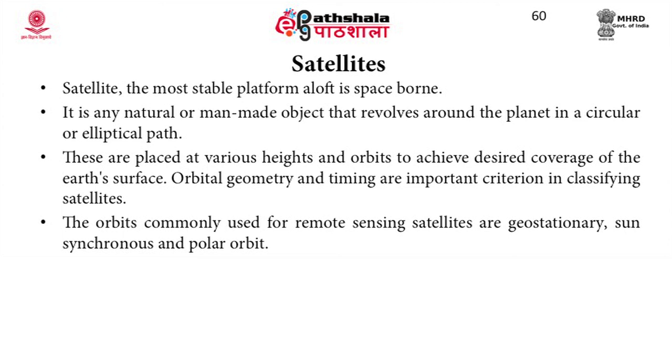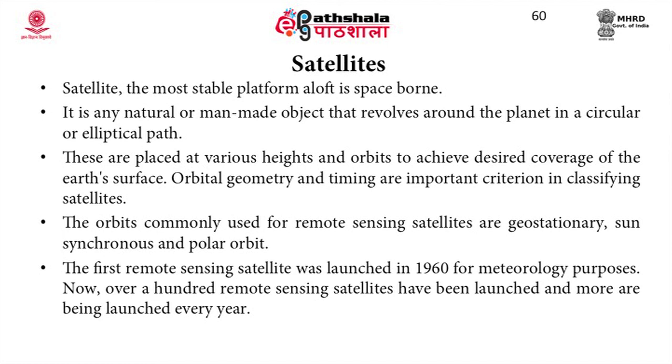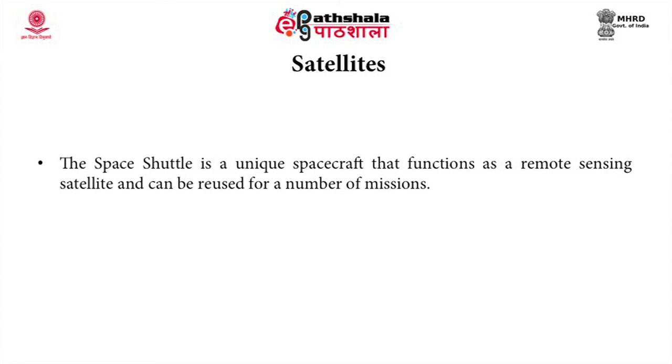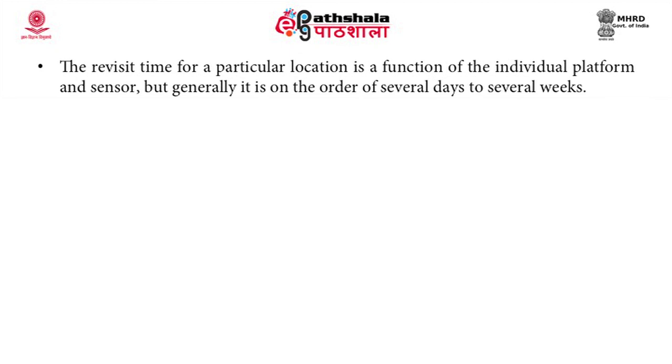The first remote sensing satellite was launched in 1960 for meteorology purposes. Now, over 100 remote sensing satellites have been launched and more are being launched every year. The space shuttle is a unique spacecraft that functions as a remote sensing satellite and can be reused for a number of missions. The revisit time for a particular location is a function of the individual platform and sensor, but generally it is on the order of several days to several weeks.